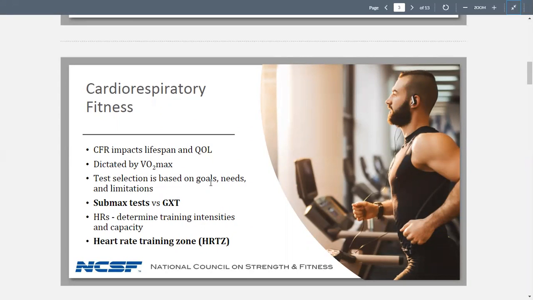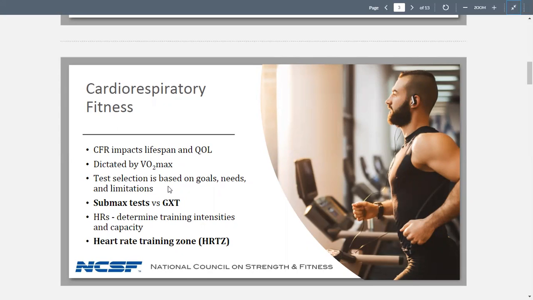So you might just be in general cardiorespiratory fitness, and you might be a deconditioned individual who has the goal of just becoming a conditioned athlete or a conditioned individual. Some of the needs may be a little bit higher for athletes or individuals who are in their mid-20s and have been working out for a long time. They might have higher needs, and there are definitely limitations for individuals who are a little bit older and obese, as well as individuals with disabilities. So submax tests versus graded exercise tests, we'll talk about that.